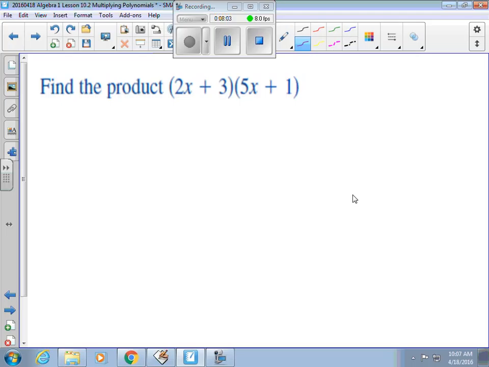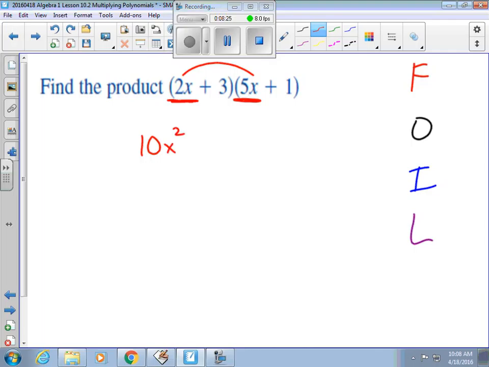Again, the FOIL method. Those are the ones we're going to multiply. F stands for first two terms. The first terms are 2x and 5x. When you multiply those two together, 2 times 5 is 10. X times x, you add the exponents, is x squared.